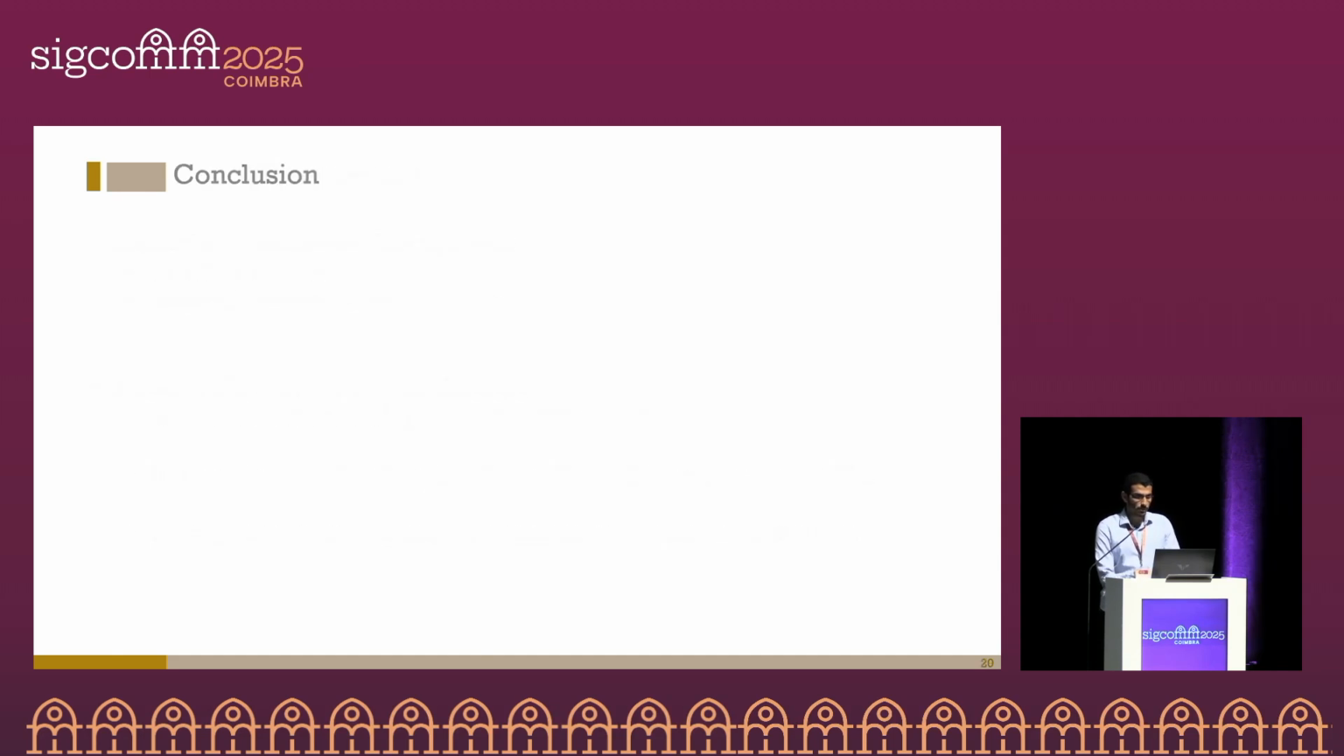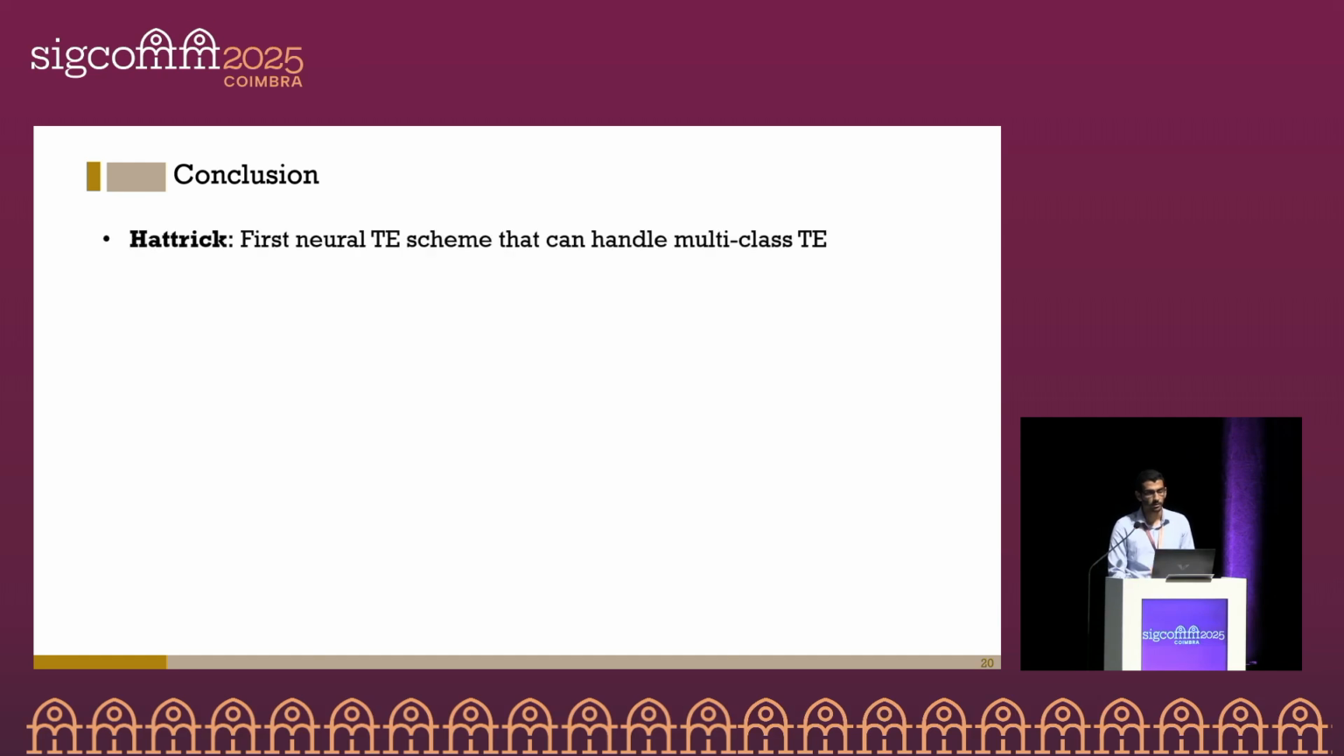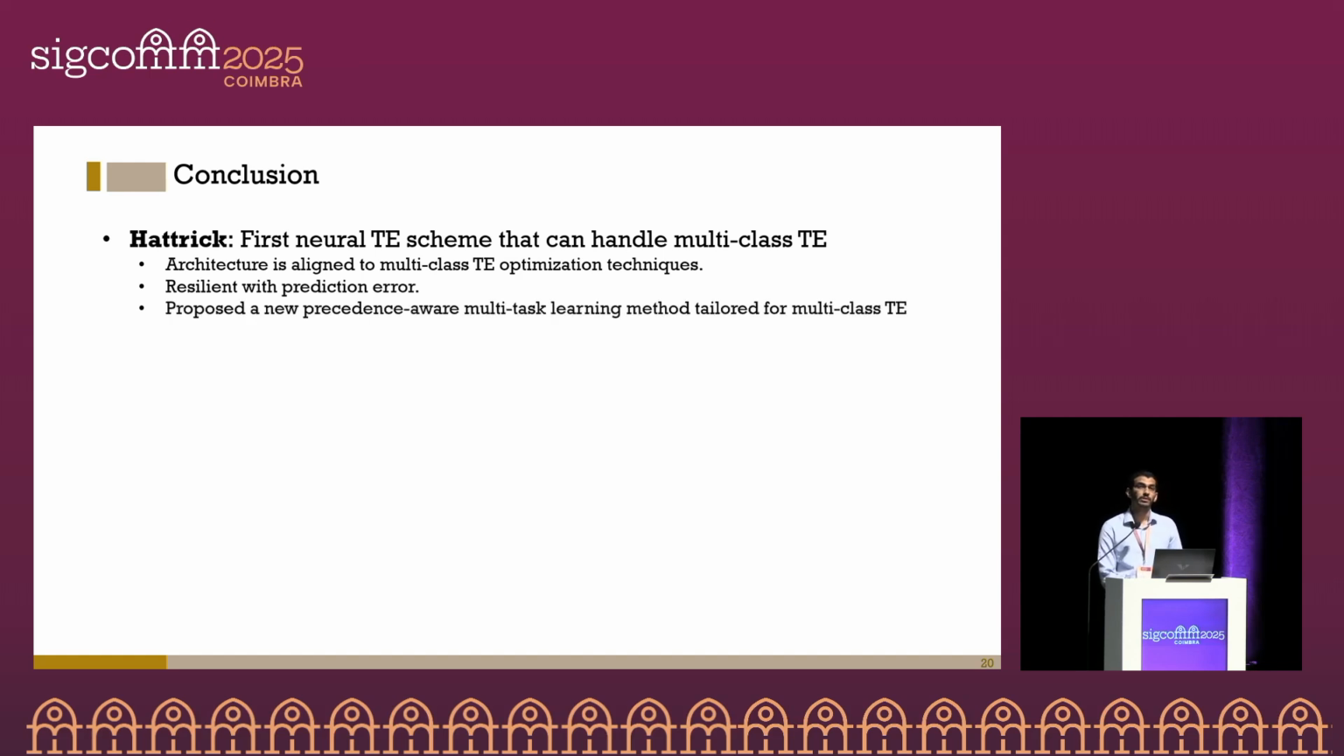So to summarize, I presented Hattrick, the first neural TE scheme that can handle multi-class TE. Hattrick's architecture is aligned to multi-class TE optimization models. Hattrick is resilient to demand prediction error. We proposed a new precedence-aware multitask learning method tailored for multi-class TE specifically and hierarchical metrics generally.